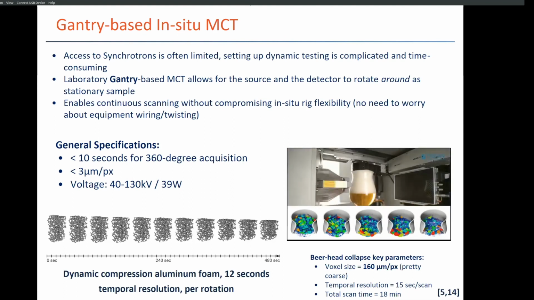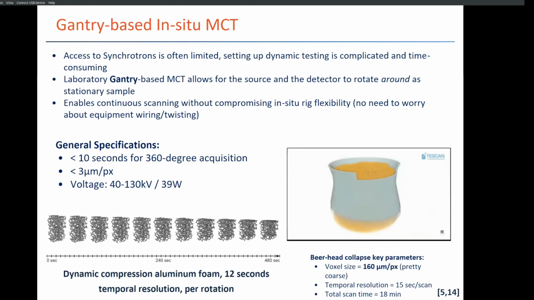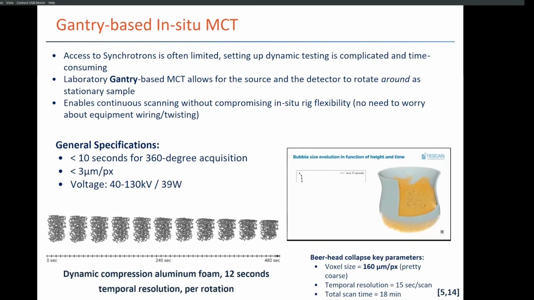Shown here on the left-hand side is an example of a compression test on an aluminum foam. And then this video, which is hopefully playing for everybody, on the right-hand side is the collapse of a beer head that looks like somebody, probably the worst pour you've ever seen in your life. But pretty interesting stuff in terms of the developments for in situ micro CT.